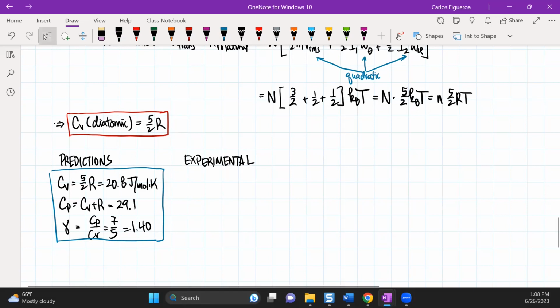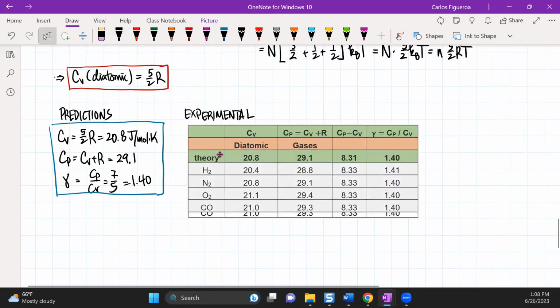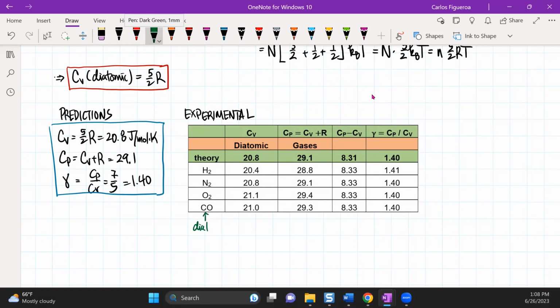I have a table already set up, and it looks like this. You can see here that these are diatomic. When you look at the values, look at the prediction, 20.8. Oh, this is fantastic. Look at CP, really good. You can see the difference is almost right on the ideal gas value. And look at gamma, this is so good.